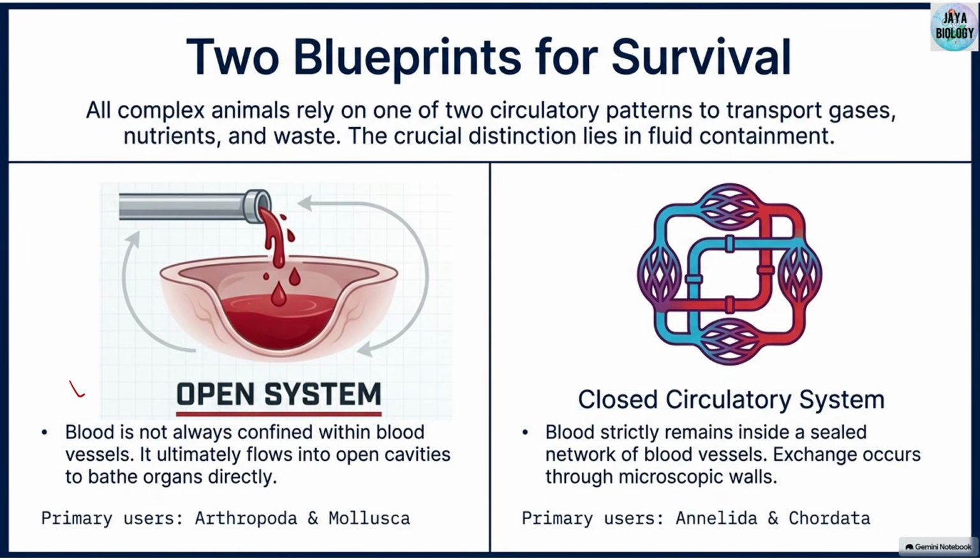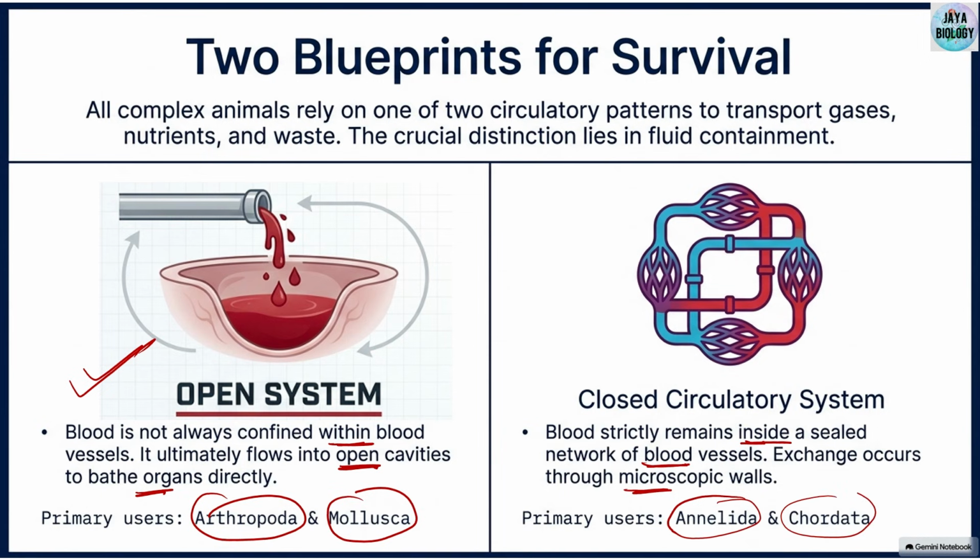Open system, you can imagine, is not confined within the blood vessels. It is ultimately poured into the open cavity, and every organ can be directly in contact with the blood, seen generally in Arthropoda and Mollusca. But in closed circulatory system, it remains inside the network of blood vessels, and exchange will occur through the capillaries, seen in Annelida and Chordata.